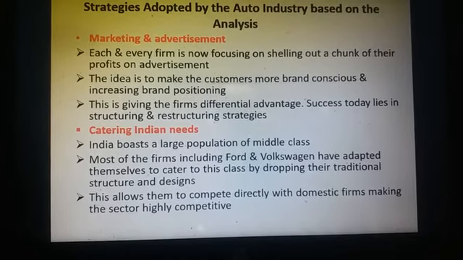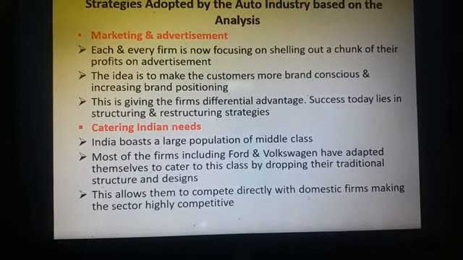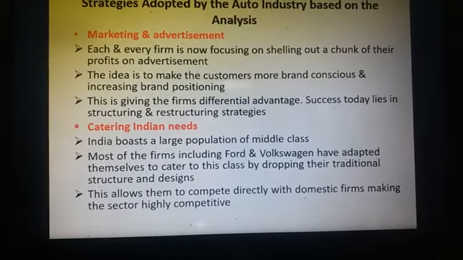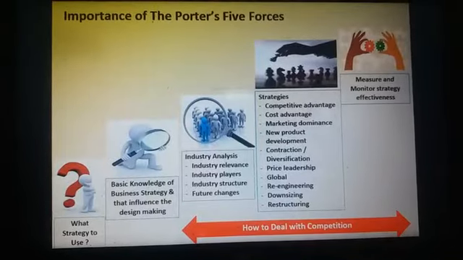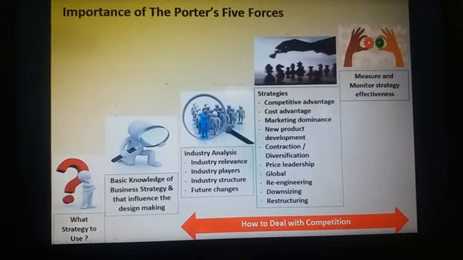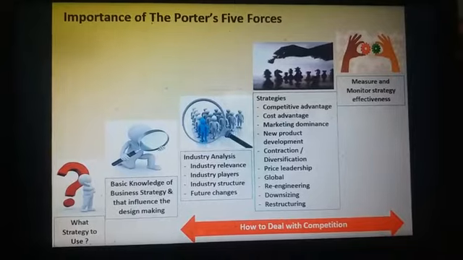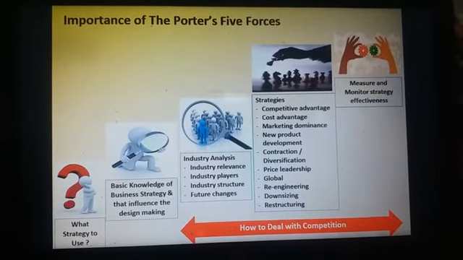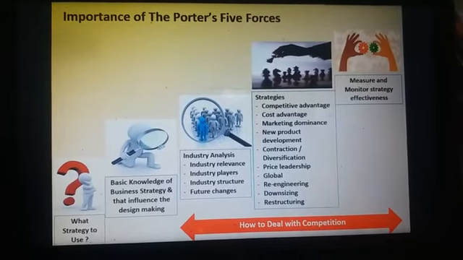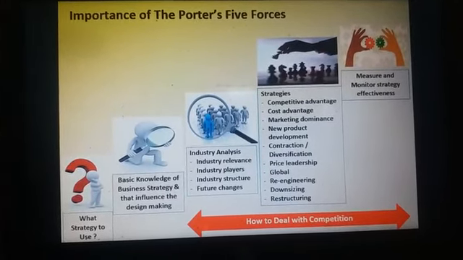India boasts a large population of middle class people. So as per the middle class people, you have to create a product and then alter the strategies further on. Now, the importance of Porter's five forces model. We all know what Porter's five forces model is and what the different factors are. We also studied how the automobile industry has used the Porter's five forces model and revamped its strategies.